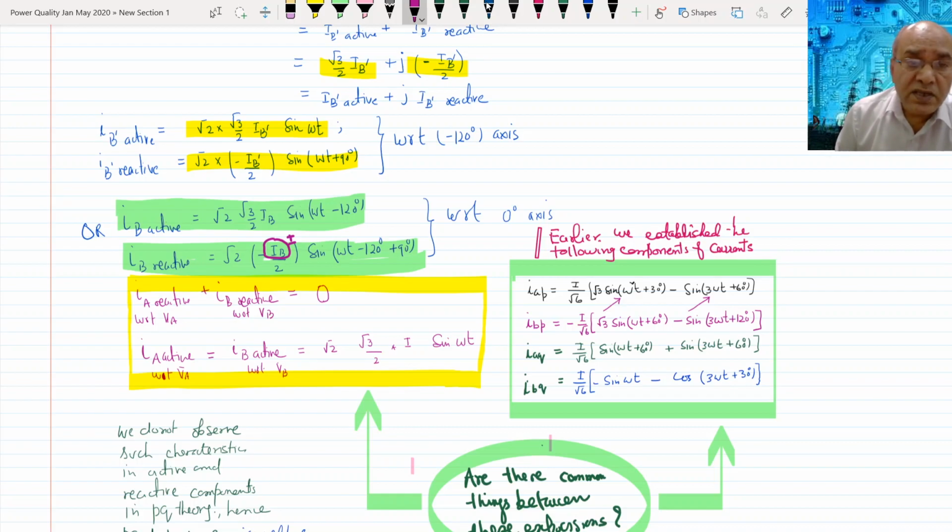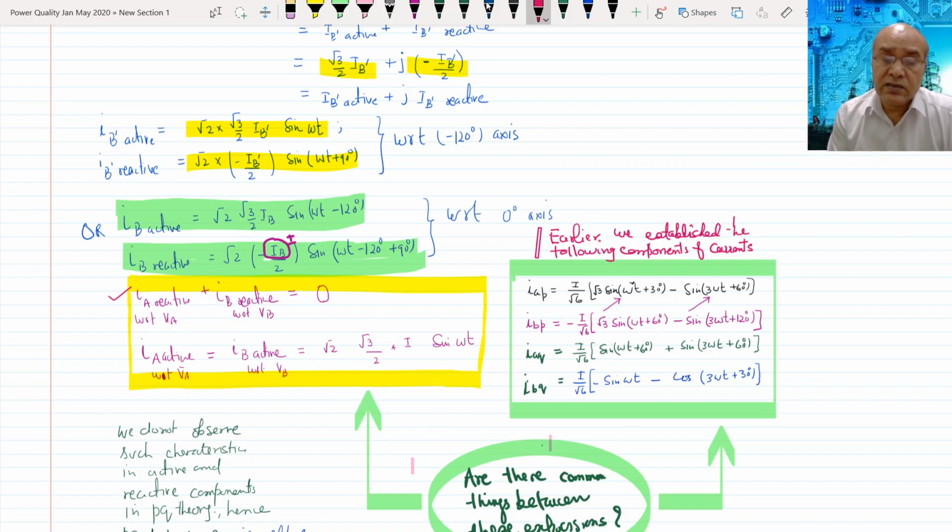And hence the summation of these two components of currents, that is IA reactive plus IB reactive, equals 0, and IA active and IB active, if you see, are the same. You can see it here. So IA active is root 3 because this is same as IB, this is same as I, and this is IA active, this is IB active, both are same. This is the standard resolution of active and reactive components of the current in any phase of the system.